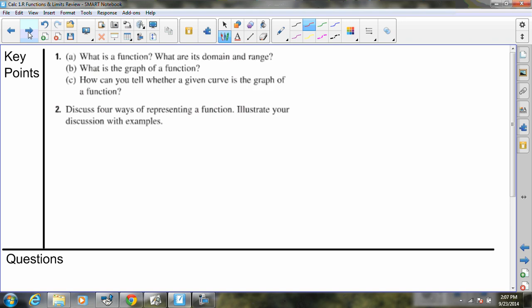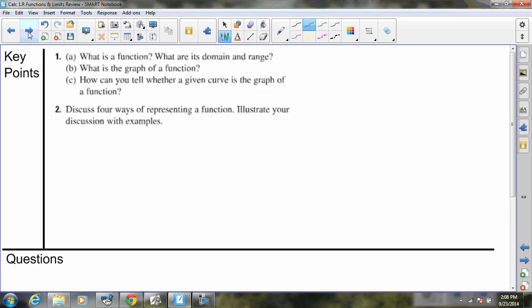How can you tell whether a given curve is the graph of a function? Well, you can pick the points on the graph and check to see with those xy pairs, your input-output pairs, check to see if it follows the rule for the function.